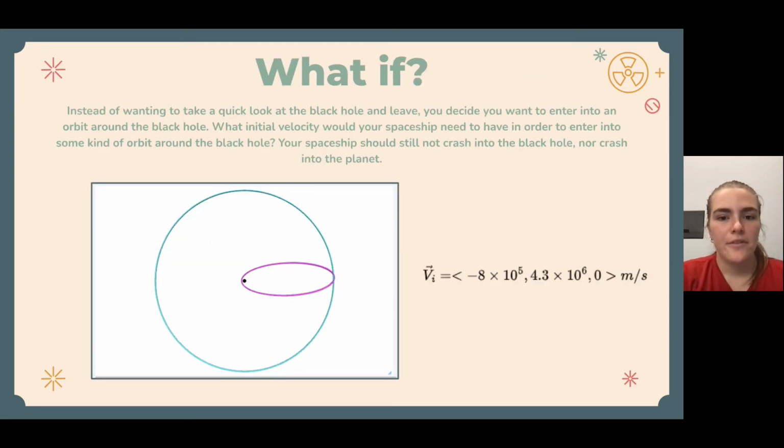And lastly, we have the "what if" question, where I used the below initial velocity to find some sort of orbit of the spaceship around the black hole where it still wasn't crashing.